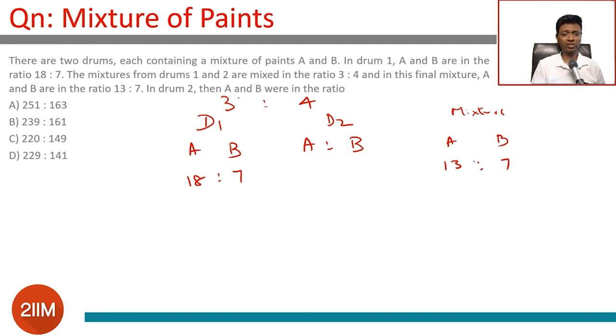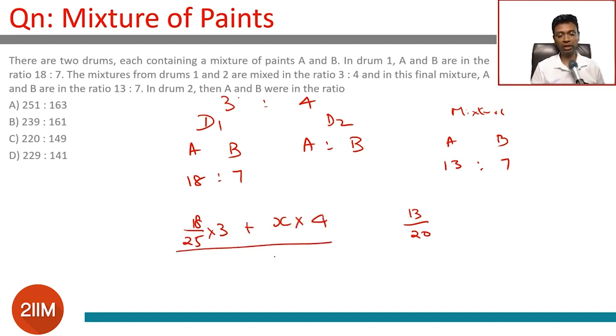Simple rule of thumb for questions like this: don't deal with A and B. Deal with A as a share of overall. What do I mean by that? A is 18/25 of overall. And here A will be some X of overall, giving an overall A of 13/20. And these two are mixed in the ratio 3:4. So 18/25 into 3 plus X into 4 divided by 7 is 13/20.